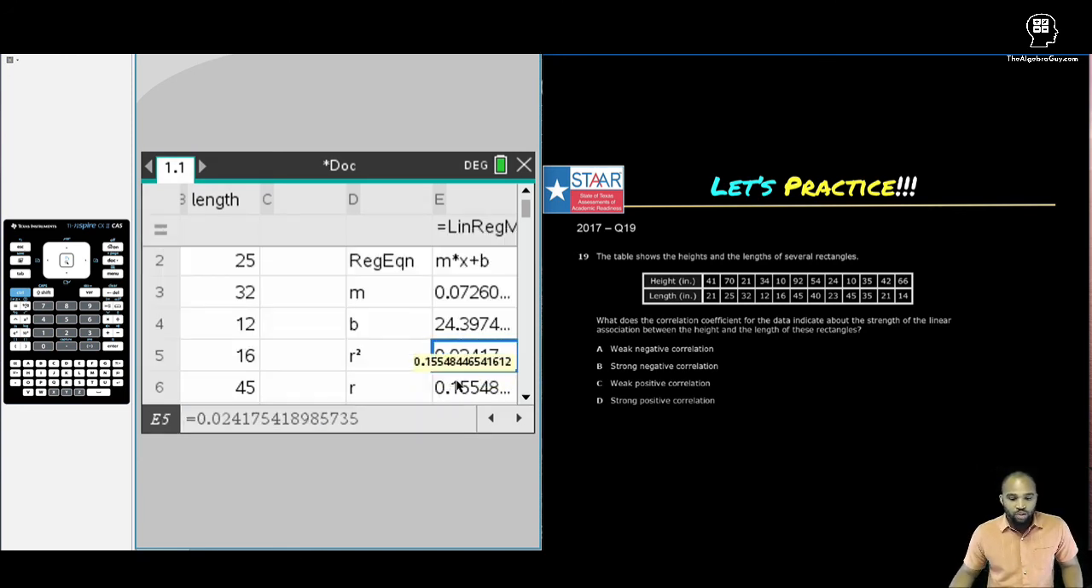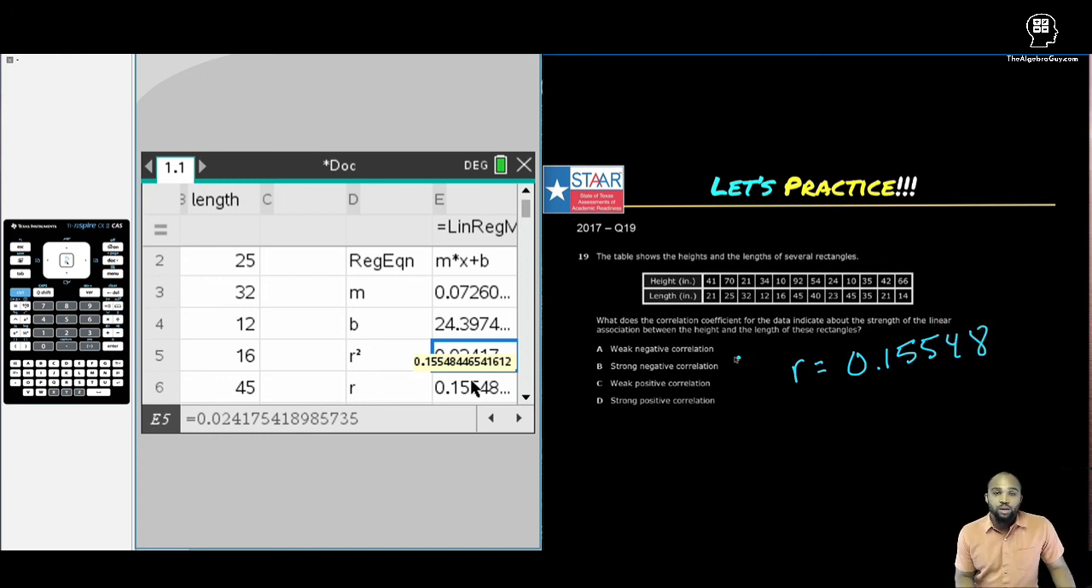So the R value is right here at 0.15. So let me write that down. So our R value is 0.15548. Now that's all we need to answer this question, or it should be.